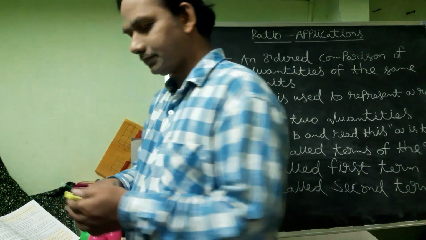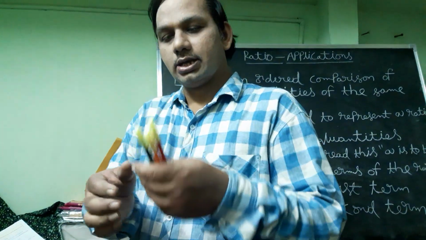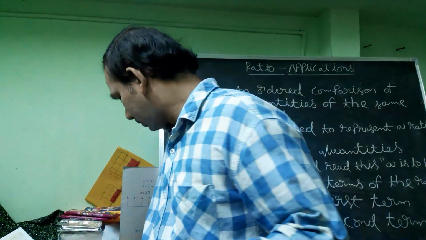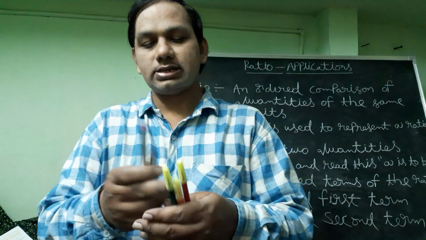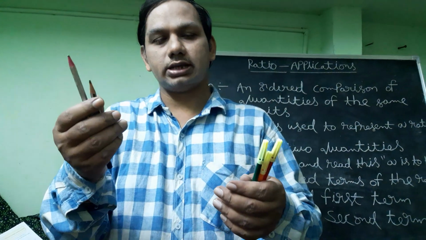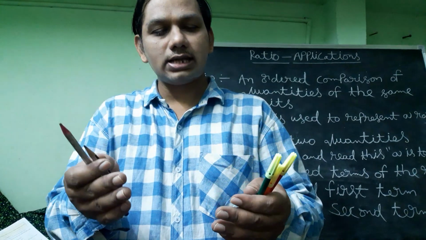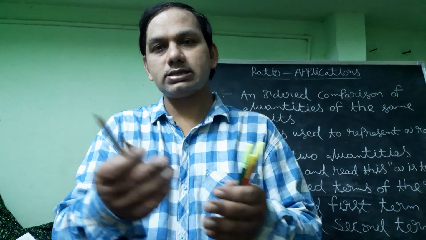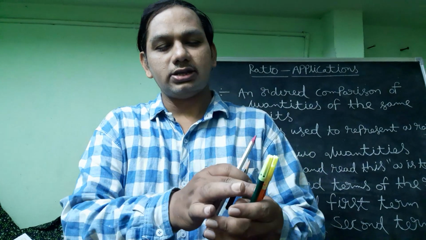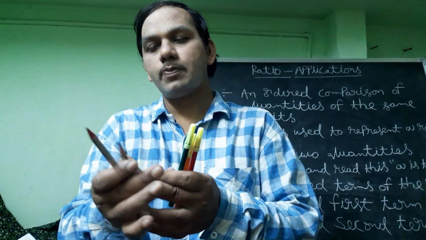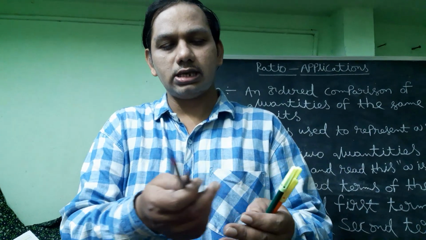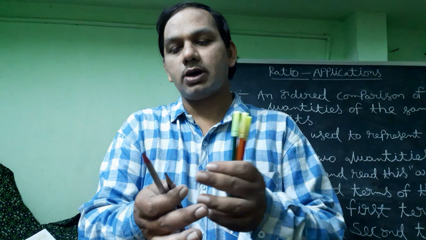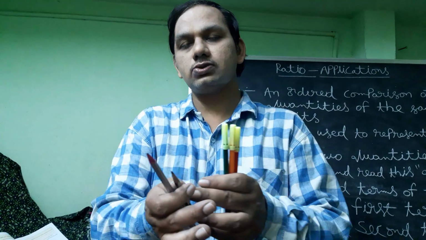See here, in my hand, three sketch pens are there and two pencils are there. So here, what is the ratio of sketch pens and pencils? Here, three pens are there and two pencils are there. Generally, we will say the ratio is 3 is to 2. That means number of pens to number of pencils is 3 is to 2.